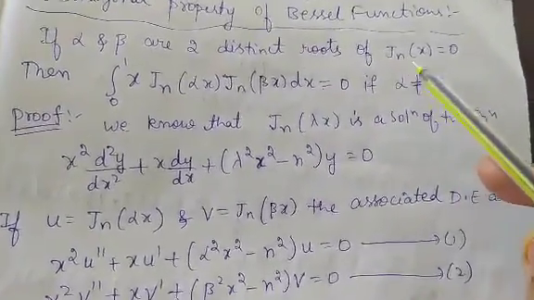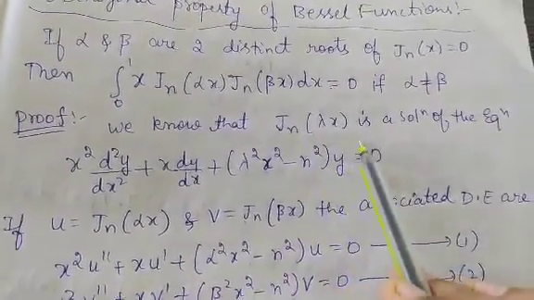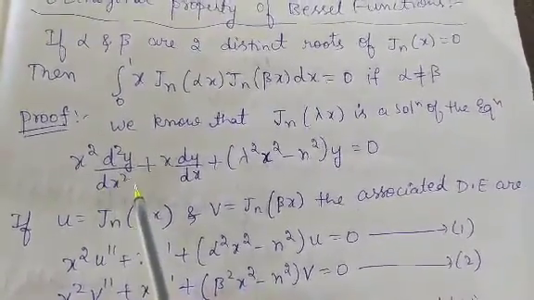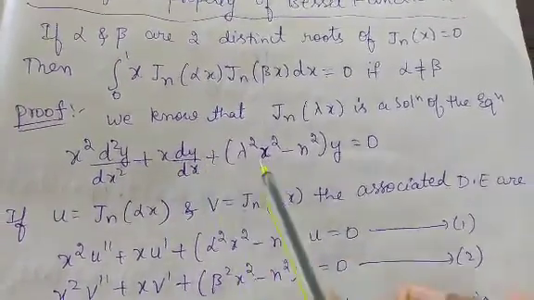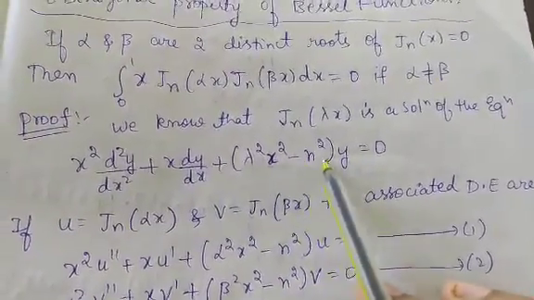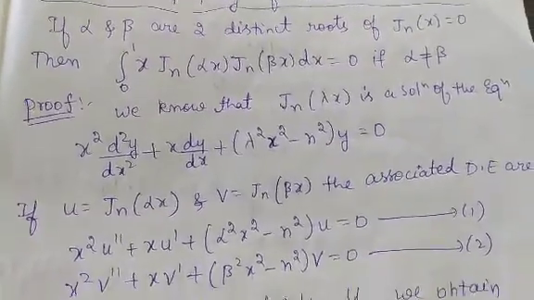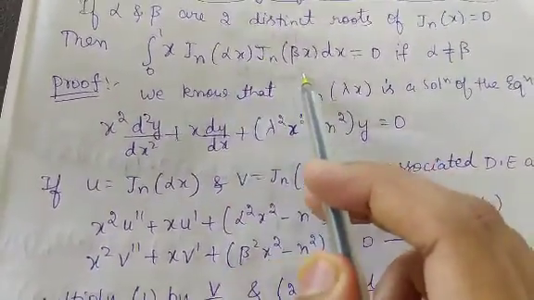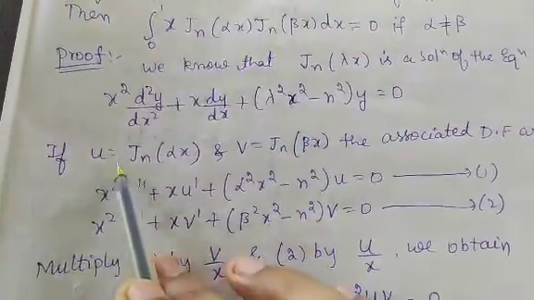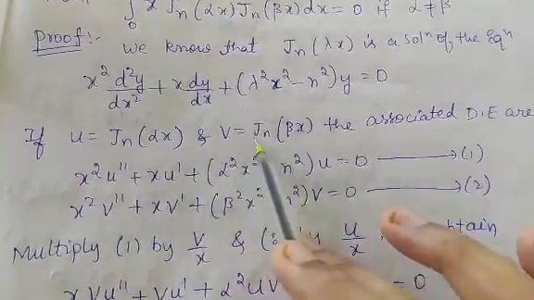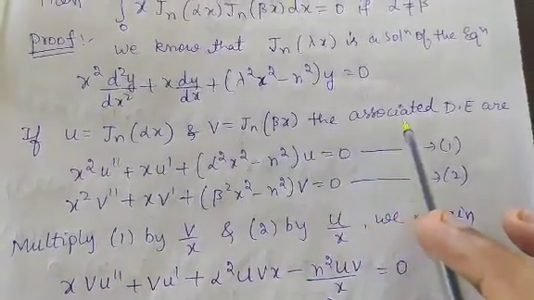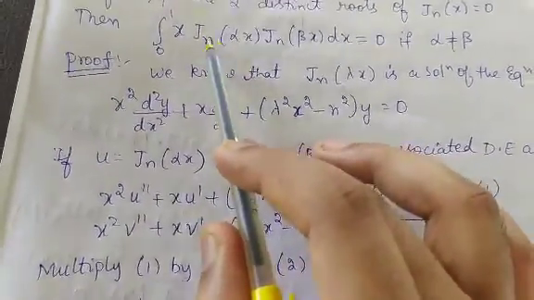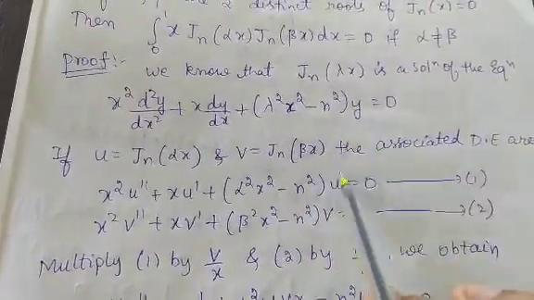First, they are considering the Bessel equation. We know that Jn of alpha x is a solution of the equation. This is the Bessel equation: x squared d squared y by dx squared plus x dy by dx plus (lambda squared x squared minus n squared) times y equals 0. Here there are two quantities, alpha x and beta x. So I am considering u equals Jn of alpha x and v equals Jn of beta x, the associated differential equations.